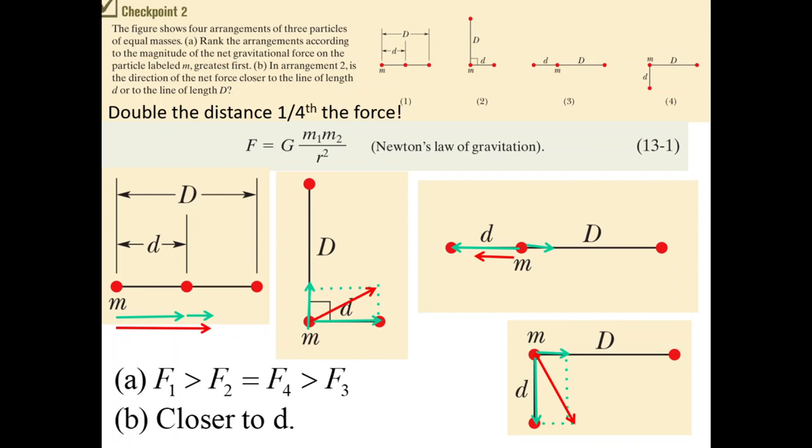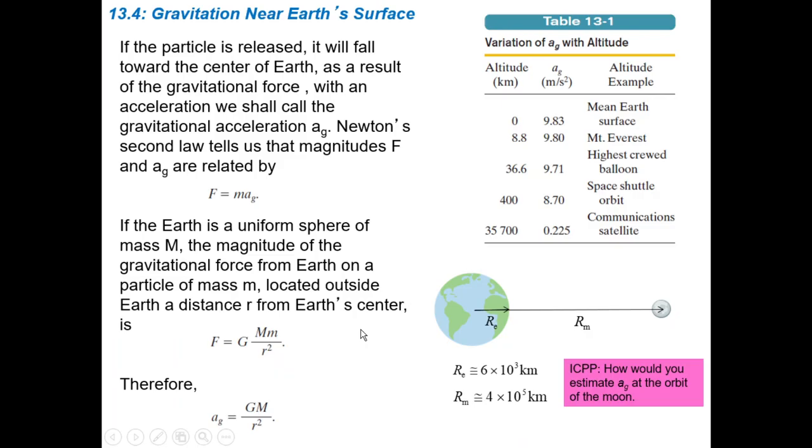And in arrangement 2, is the direction that works out on the line length? No. Because look how far it is to the D, and this is so much closer. So we have a rotation in the Earth's surface.